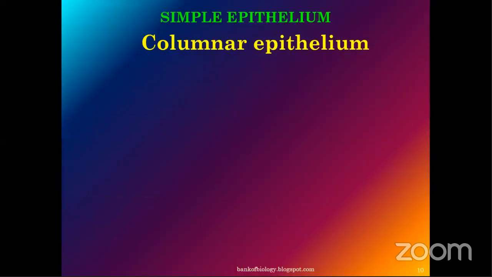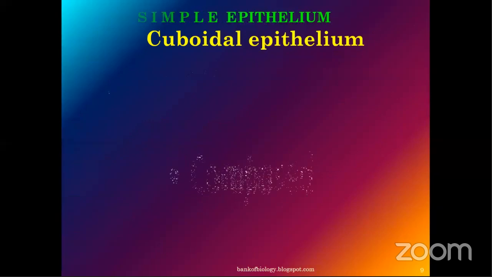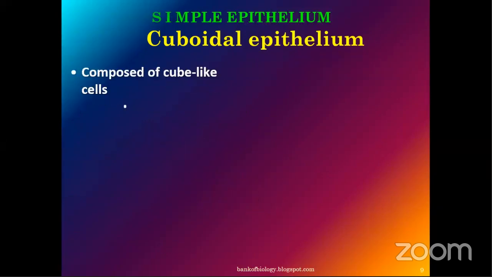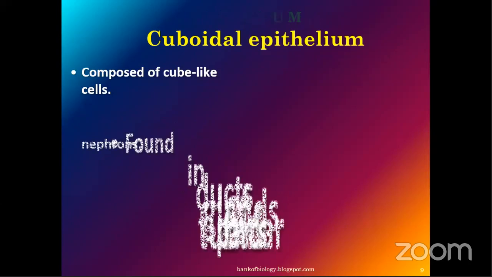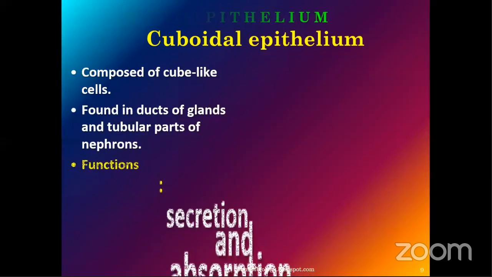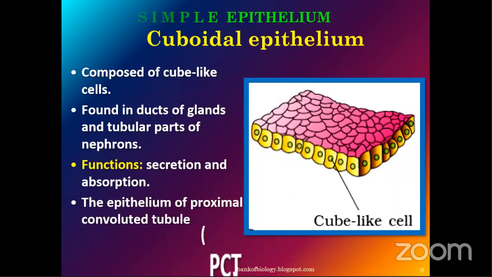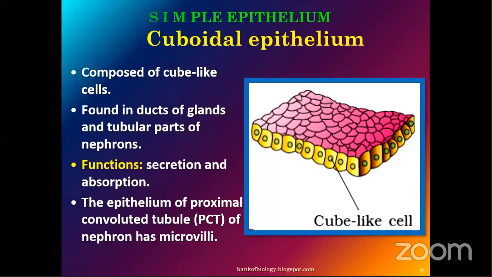Then cuboidal epithelium. They are composed of cube-like cells. They are found in ducts of glands and tubular parts of nephron. Functions: secretion and absorption. The epithelium of PCT, that is proximal convoluted tubule of nephron, will form microvilli.